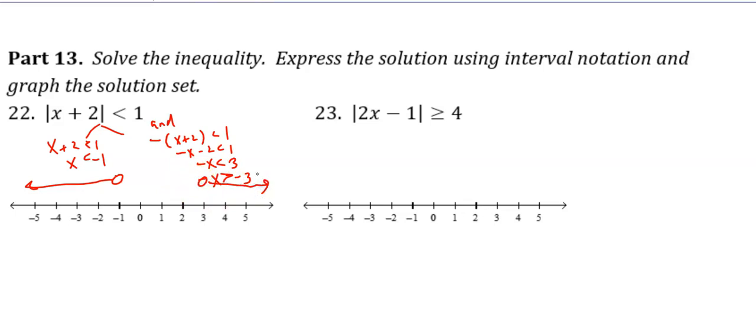Uh-oh. And less than, this is not going to work, is it? So there's no solution to this one. There's no overlap. So there's no solution. Wow, it's interesting.